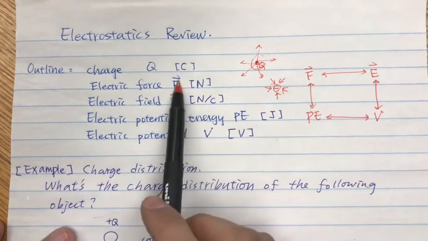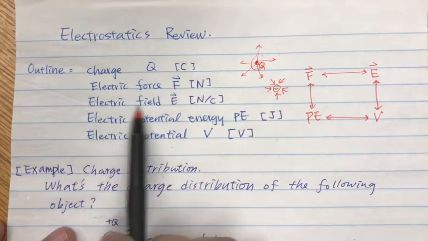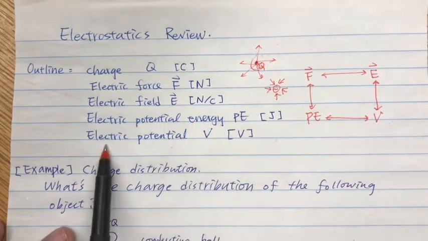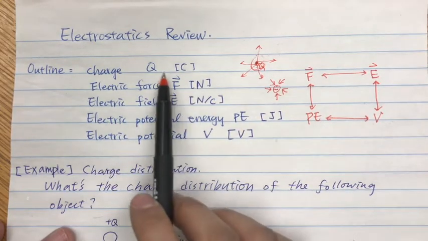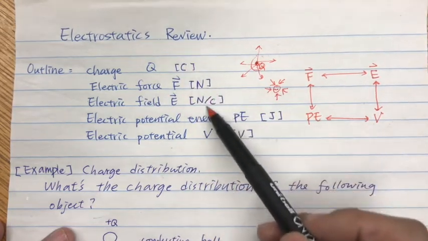And a few physics quantities we talked about include electric force, electric field, electric potential energy, and electric potential. And they have their abbreviation looks like this, and this is their unit.